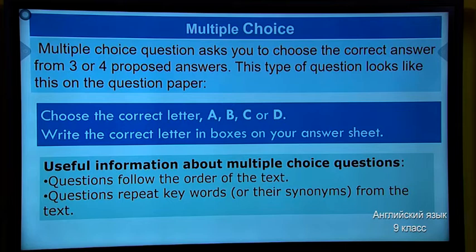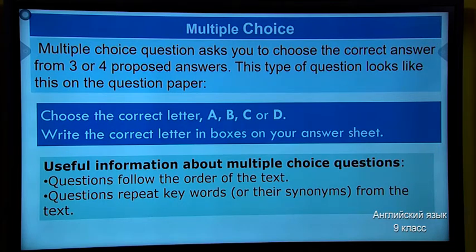Here is multiple choice. I have taken this one because it's a very important one. In every part you may come across multiple choice reading. Multiple choice questions ask you to choose the correct answer from 3 or 4 proposed answers. This type of question looks like this on the question paper. Choose the correct letter A, B, C, or D. Write the correct letter in boxes on your answer sheet.